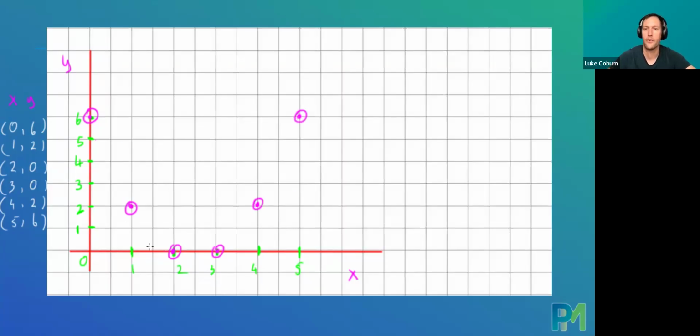So these are all of our input output pairs. Our inputs are all going here and our outputs. So we take the 0 and 6 as we can see. Okay, so now I'm going to draw a line through all of these. And this is my graph of f of x.